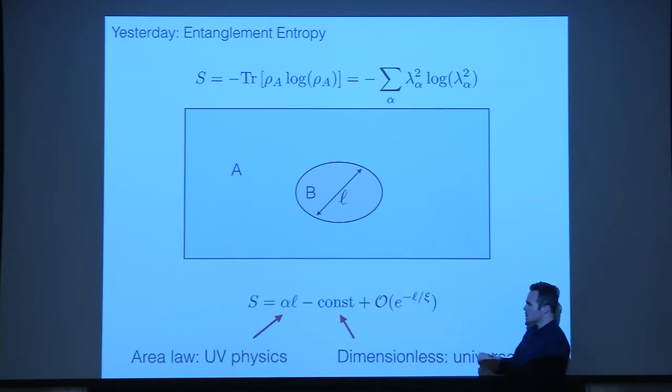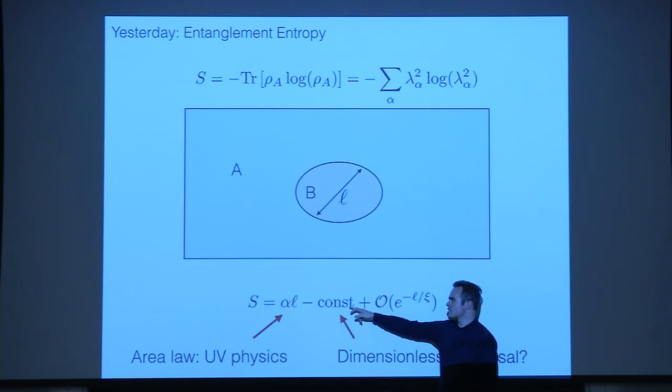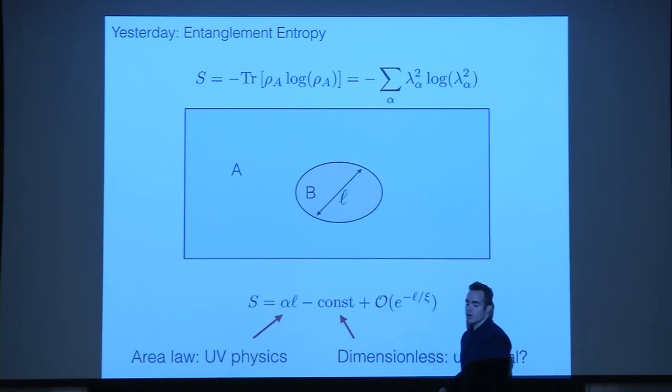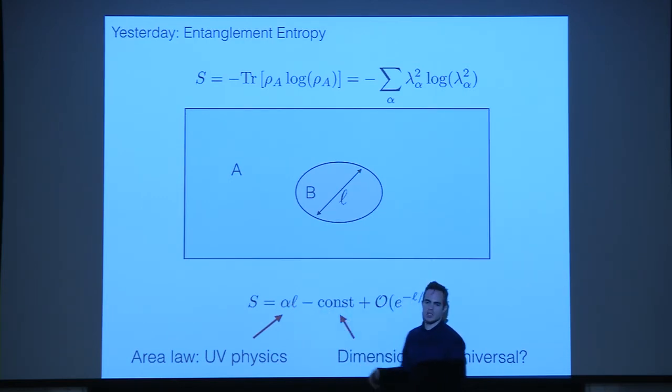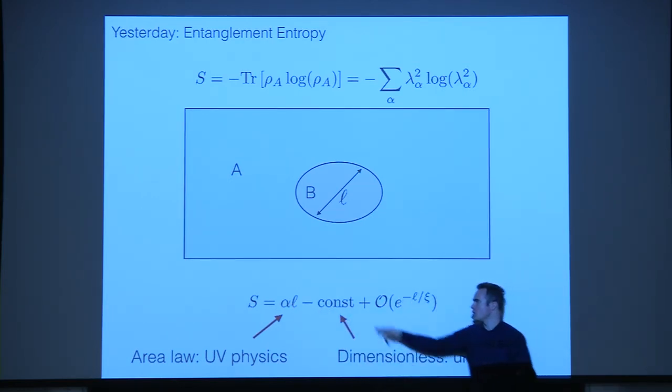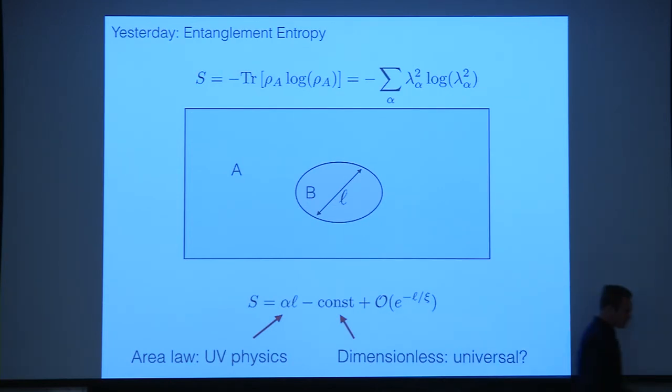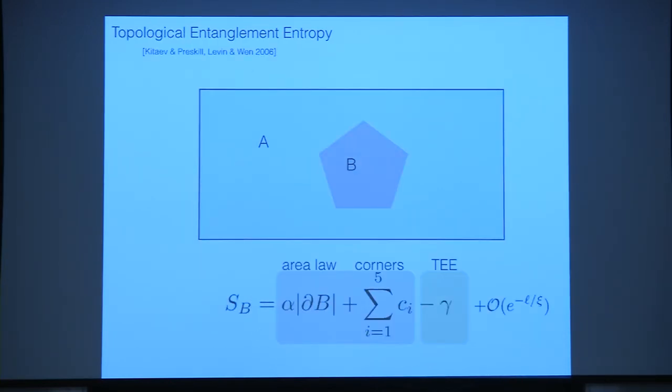So the interesting possibility is, suppose you take the region to be very, very large, could there be a subleading part which is dimensionless and therefore universal? This alpha couldn't be universal because it has units of inverse length, so it's dimensionful, but this gamma is dimensionless, so it could. So this is a beautiful idea due to Kitaev, Preskill, and Levin and Wen called topological entanglement entropy. And the idea is as follows.